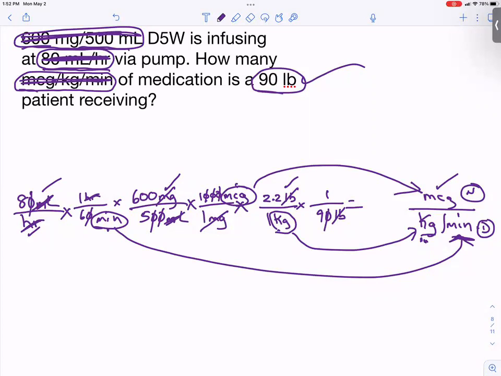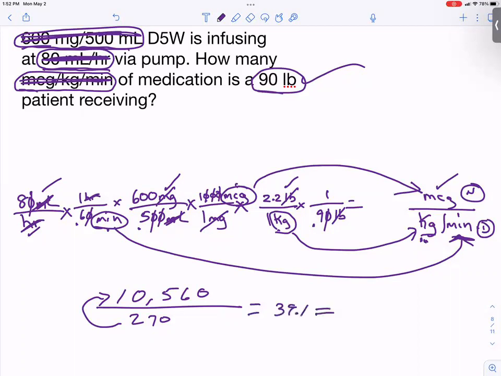8 times 600 times 1 times 2.2 is 10,560. Now you can do your math any way you want. 6 times 5 times 9 is 270. And when I divide 270 into 10,560, it gives me 39.1. And when I round that, I round down. I don't have to round up, so I'm going to make it 39 micrograms per kilogram per minute. And that's my answer.